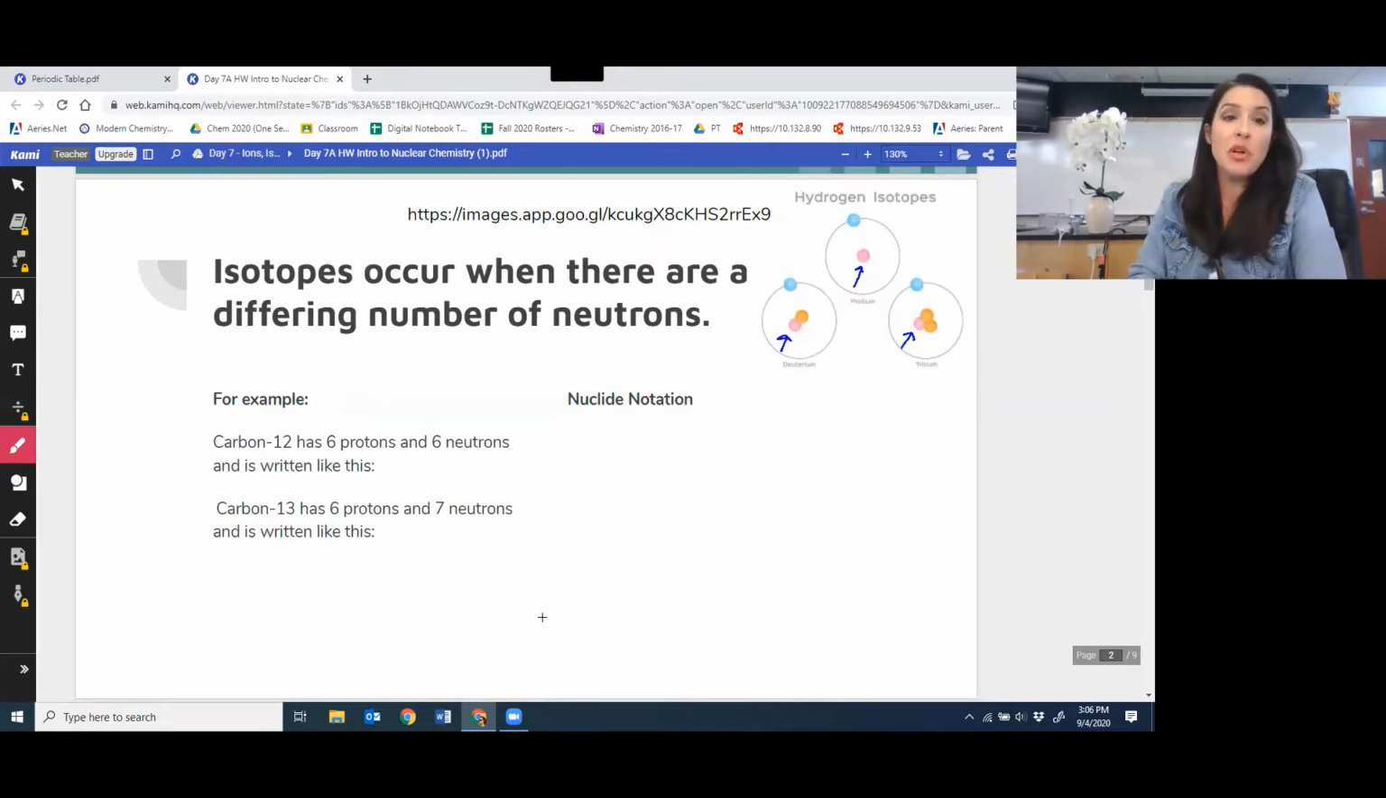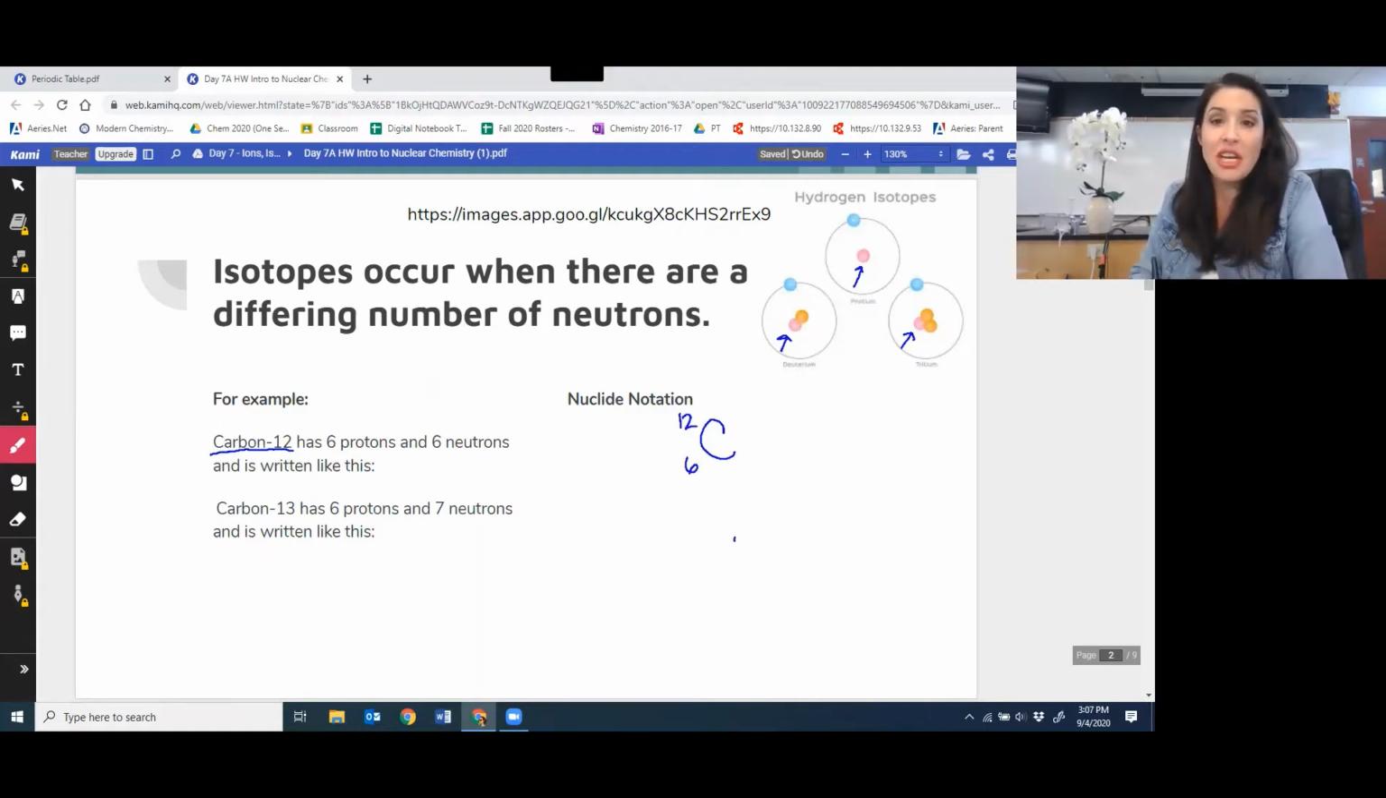So for example, carbon-12 is an atom of carbon that has 6 protons and 6 neutrons. The way we write it in nuclide notation is to write a capital C, that stands for carbon, and put its atomic number 6 down here in the lower subscript ahead of the atomic symbol. And then above, we're going to write the mass number, that is to say, the sum of the number of protons and neutrons. 6 plus 6 is 12. And now you know why it has the name carbon-12.